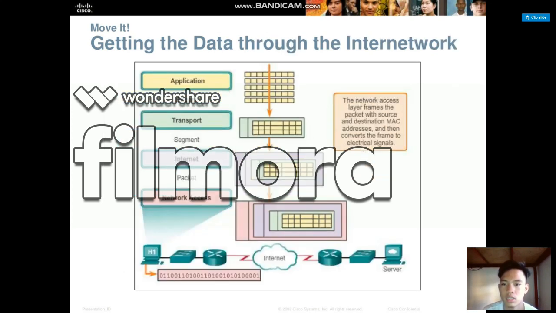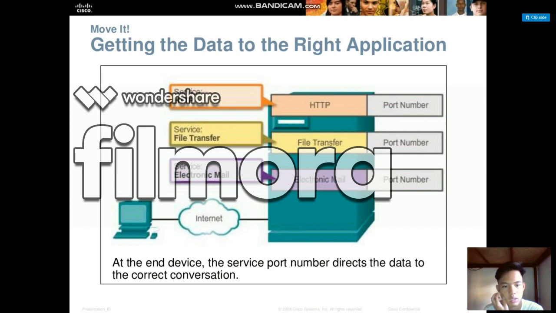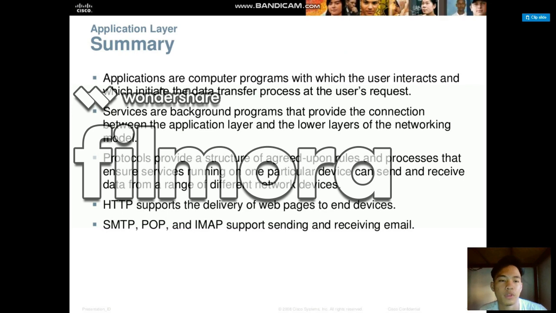The network access layer frames the packet with source and destination addresses and then converts the frame into electrical signals. Getting the data to the right applications: at the end device, the port number directs the data to the correct conversation.